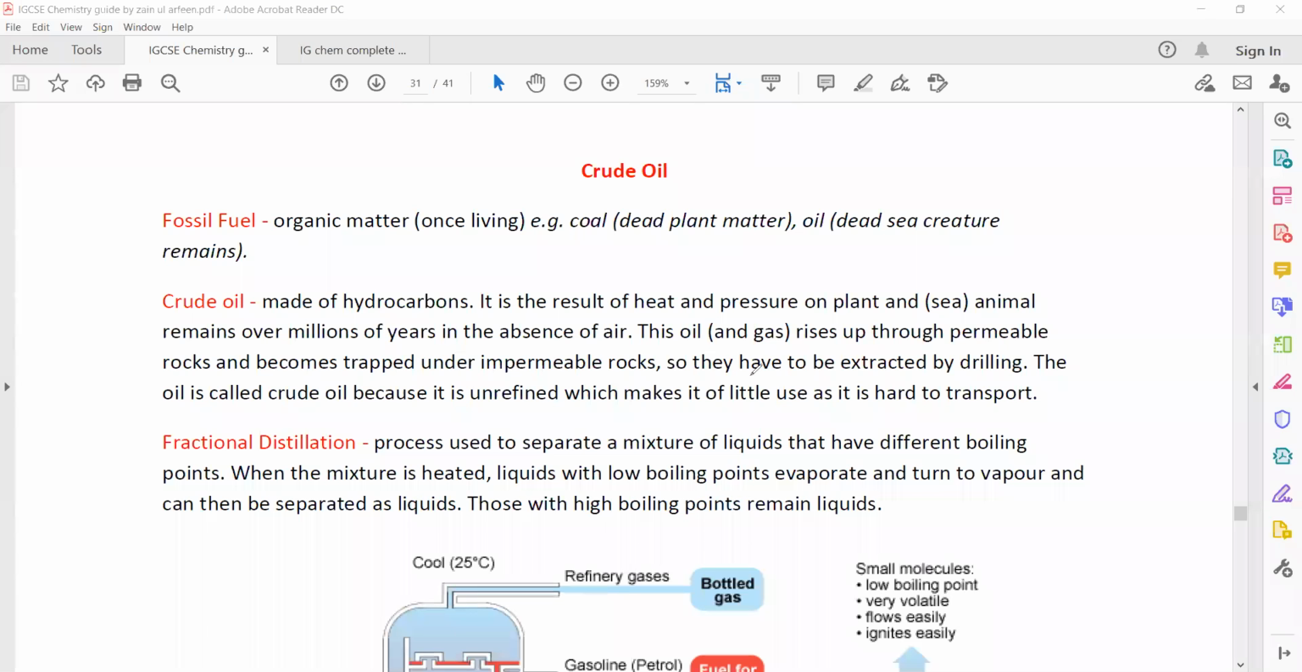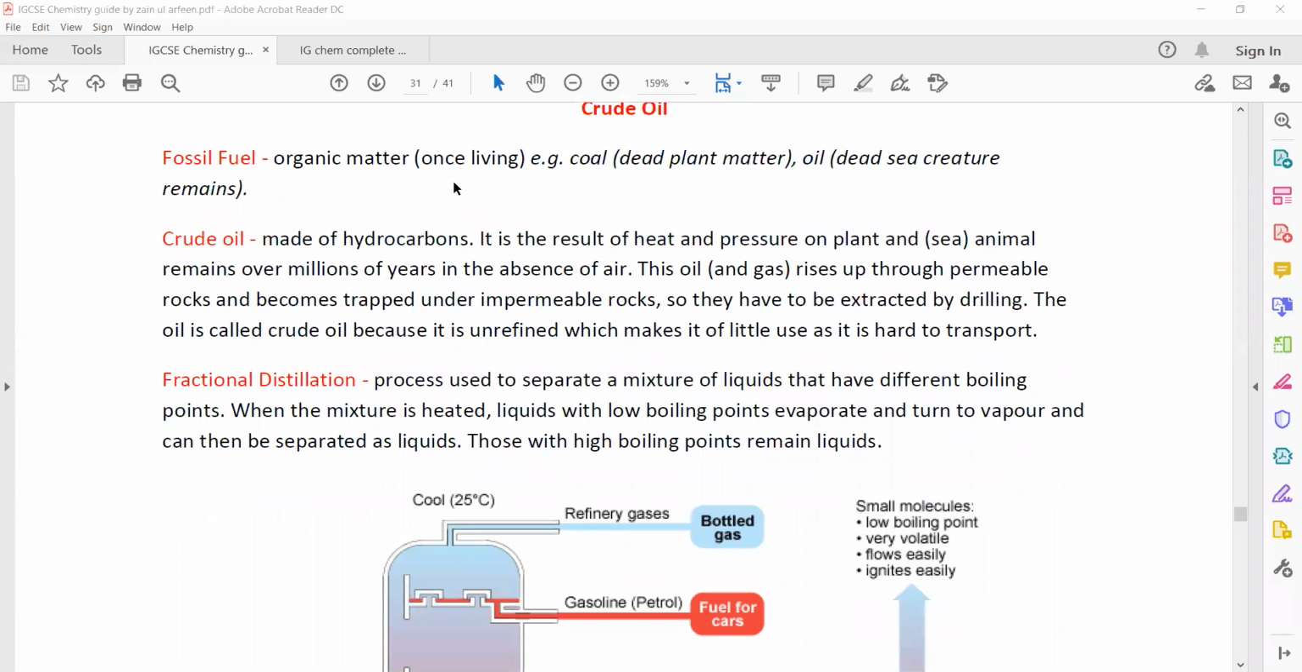The first topic of organic chemistry: crude oil and the fractional distillation of crude oil. The definition of fossil fuel: how we define what is a fossil fuel.